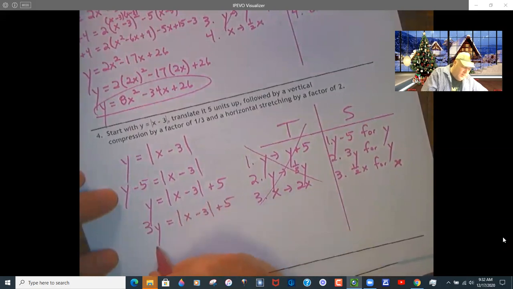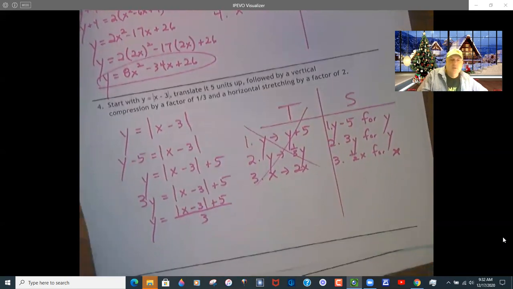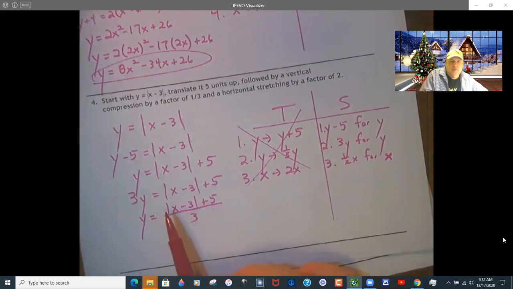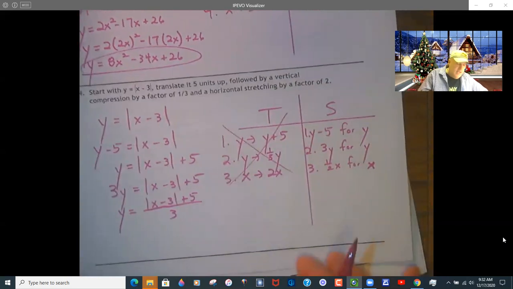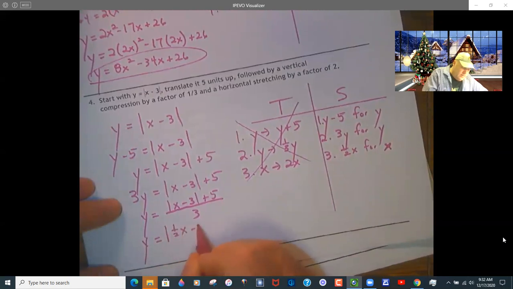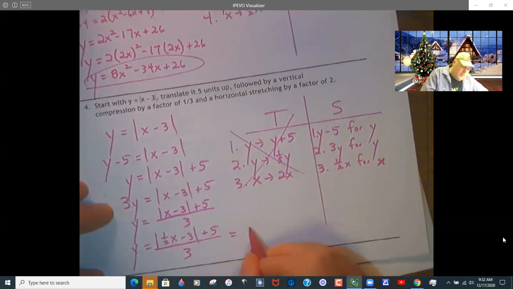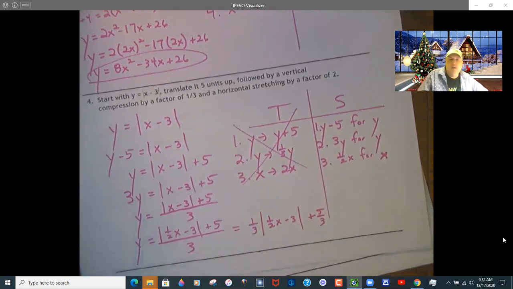Now, if you want to divide the whole thing by 3, I think that would probably make more sense. I said 1/3 in my answer key, 1/3 plus 5/3, but if you want to do that, that's fine. Then 1/2 x in for x and do any simplifying, which you actually can't. So what I said in my answer key was this. Either way.